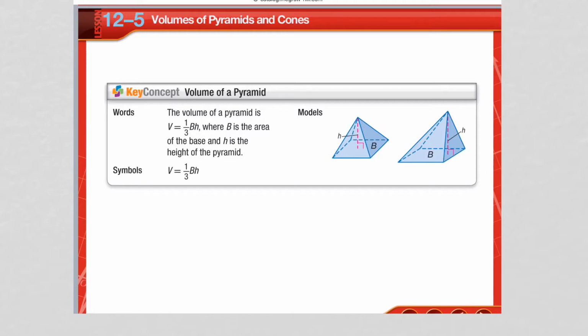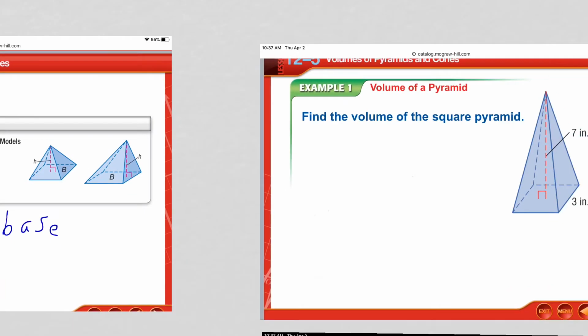So if you notice, we have this big B again. And you need to understand, again, it's the area of the base, which you're going to have two different types of base shapes on your pyramids. You're either going to have a square or rectangle, which you would do your length times width, or you will have a triangular base, which is 1/2 base times height. So you'll see both of those today.